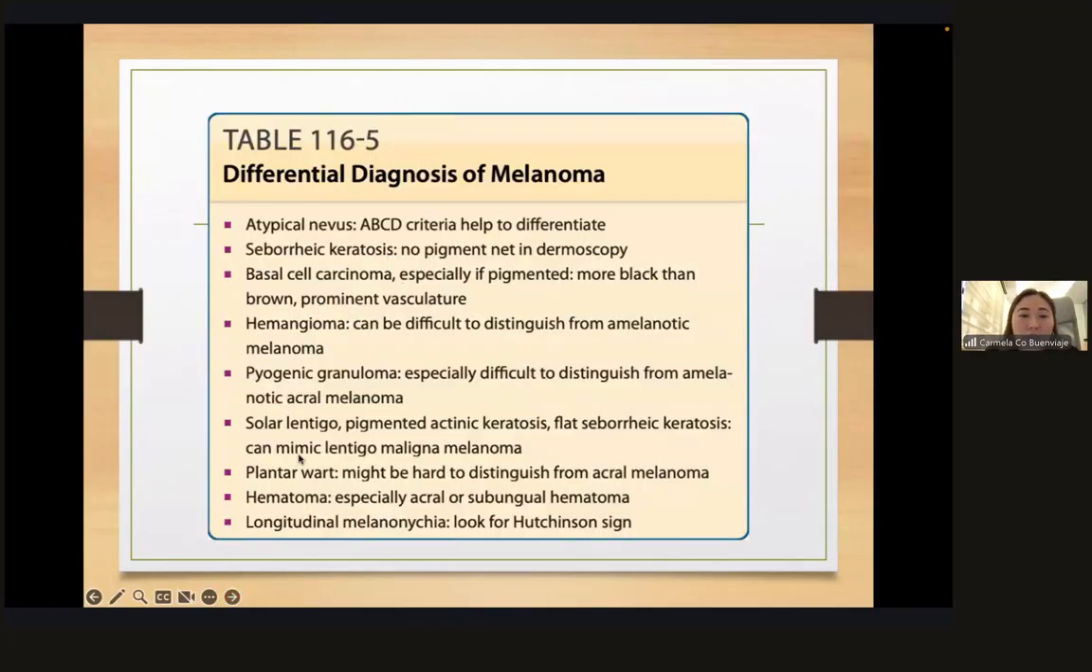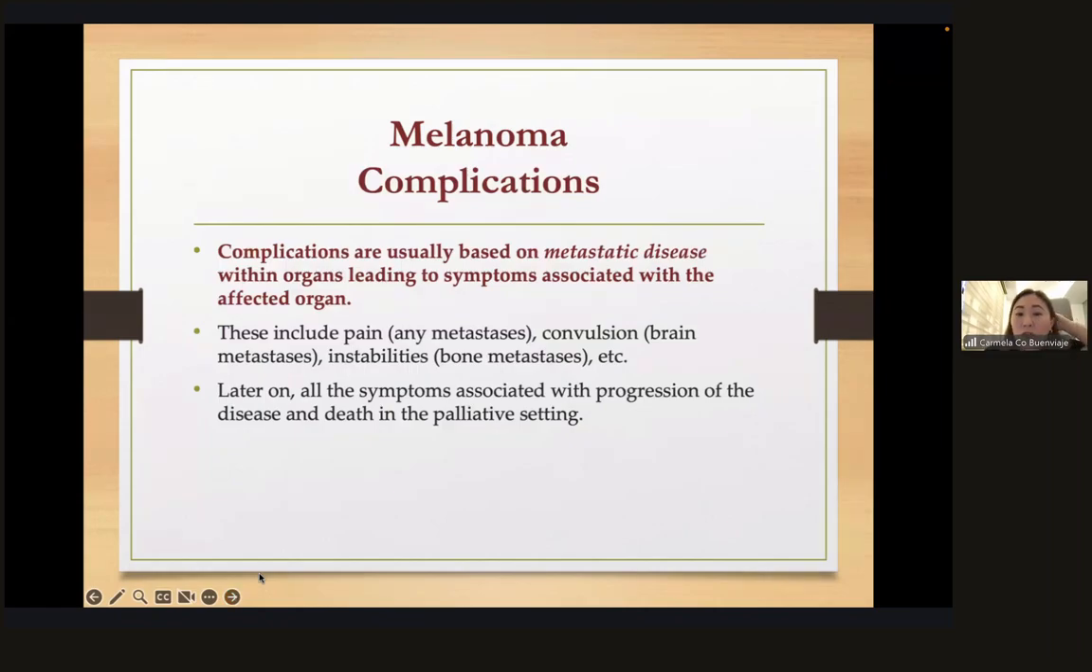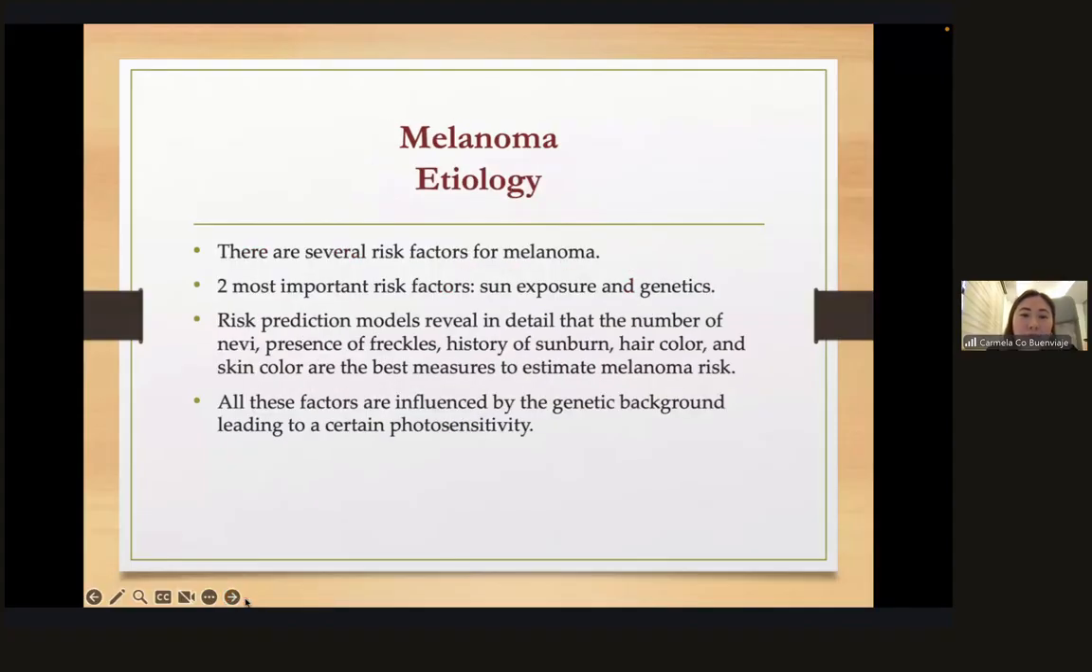Okay, so these are the differential diagnoses to consider in melanoma cases. For complications, these are usually based on metastatic disease with organs leading to symptoms associated with the affected organ. For example, pain, convulsion, and instabilities. So there are several risk factors for melanoma, but the two most important risk factors are really sun exposure and genetics. Okay.